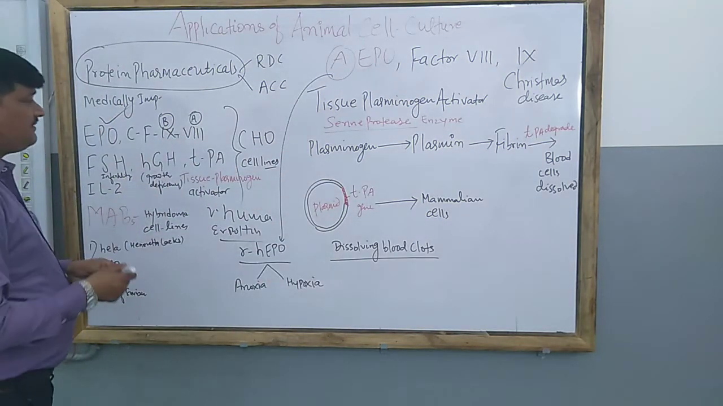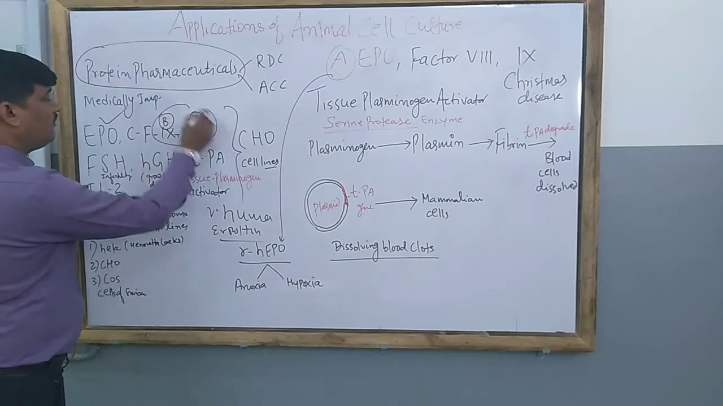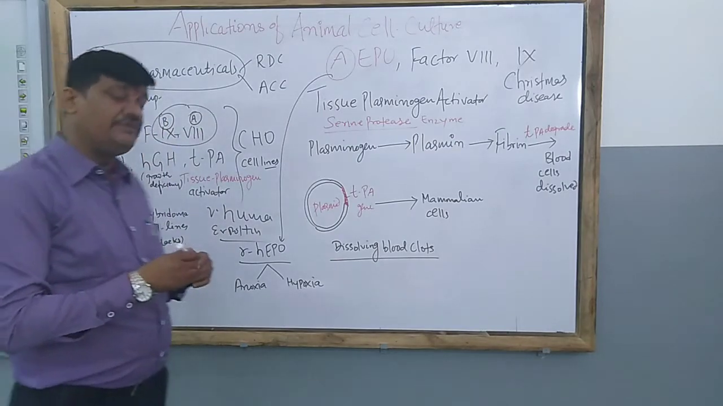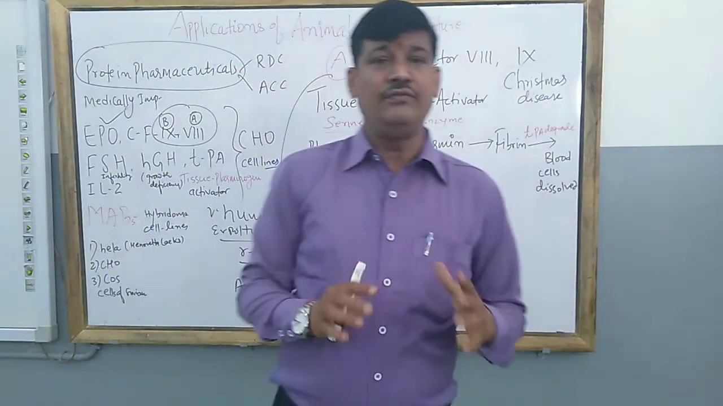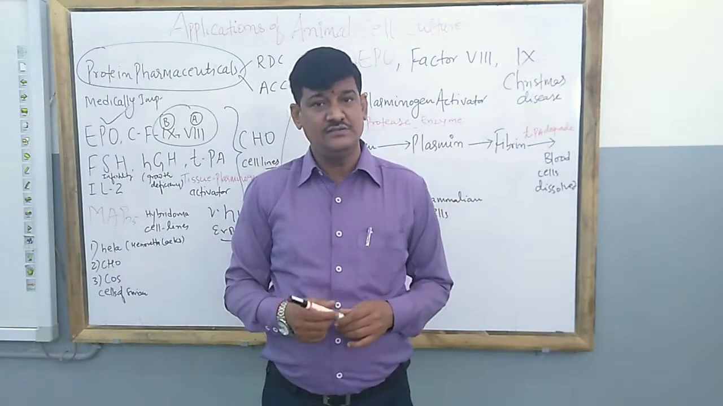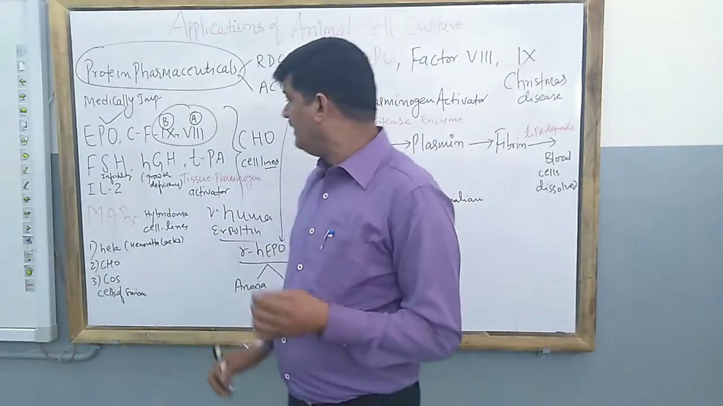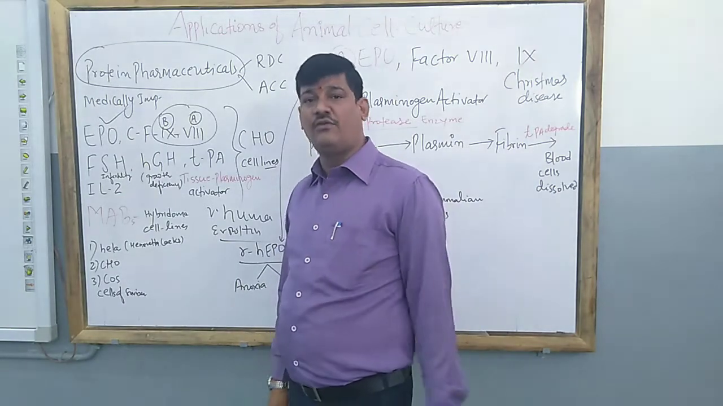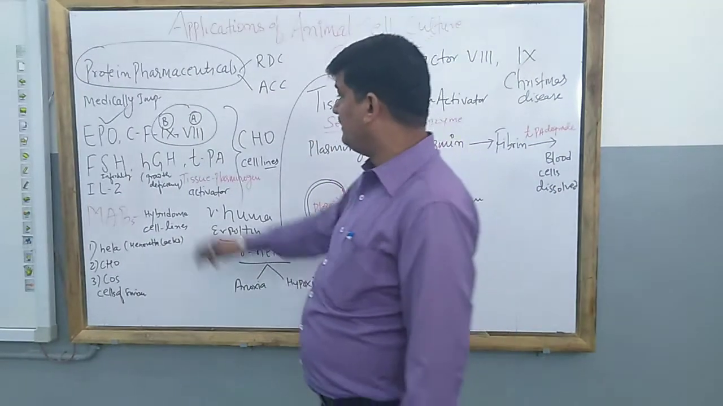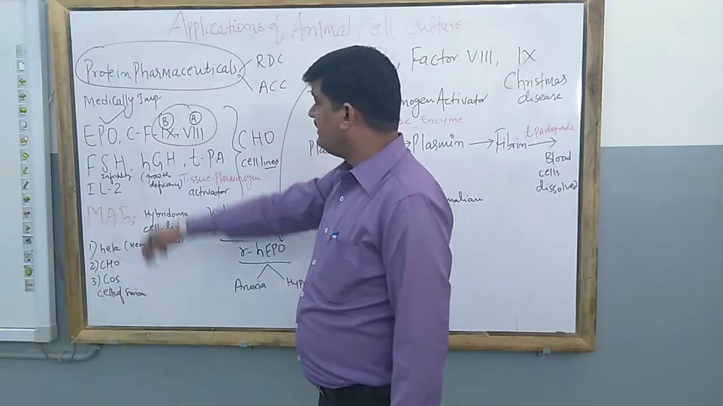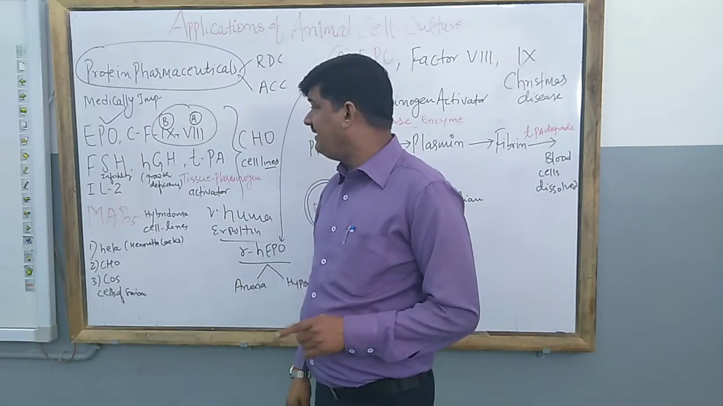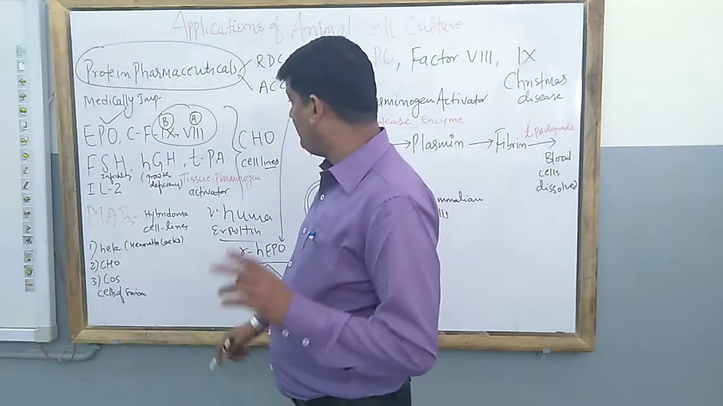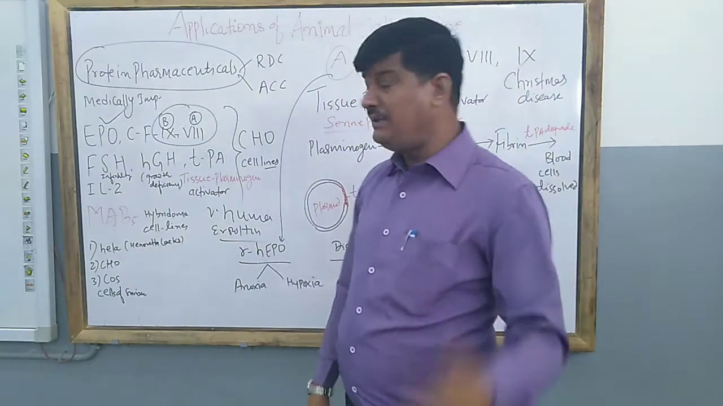Now the next one is clotting factor 9 and clotting factor 8. You know hemophilia is also known as bleeder's disease. What happens in hemophilia? A minor cut causes diffuse blood loss, or flow of blood. So basically what are we using here? Clotting factor 8 and clotting factor 9.